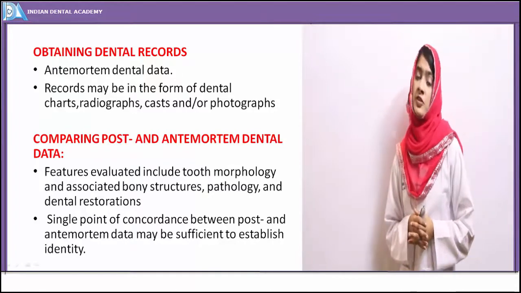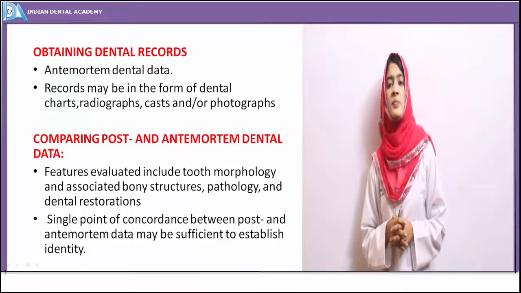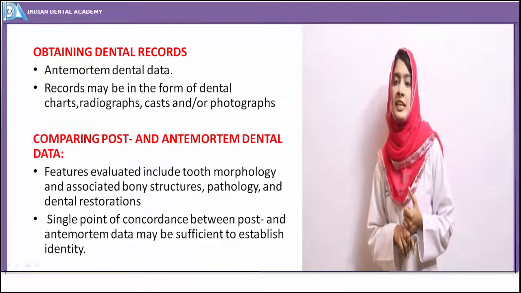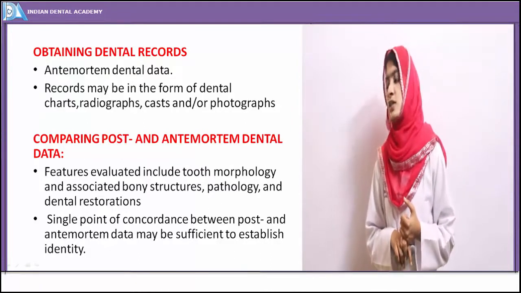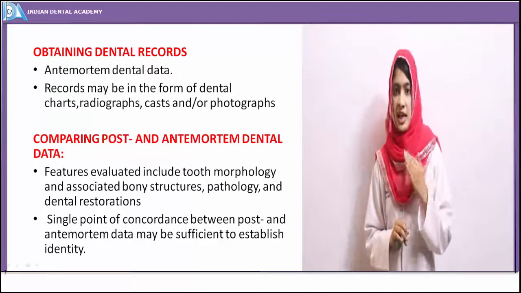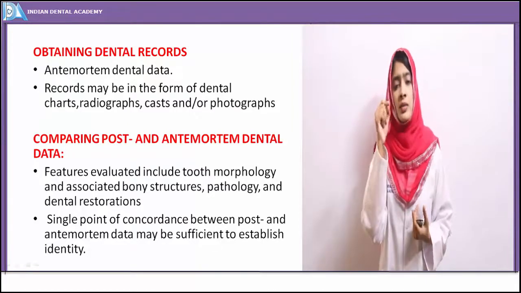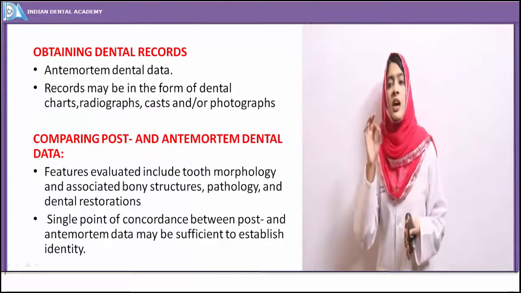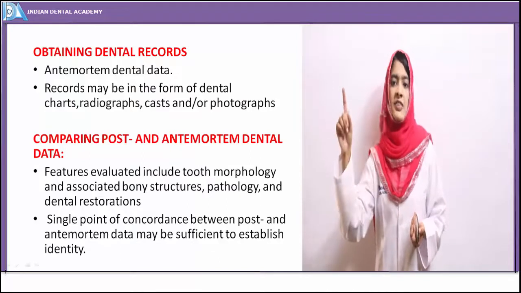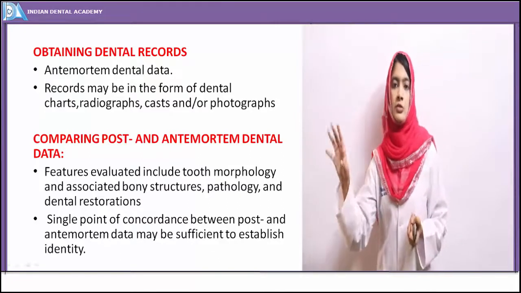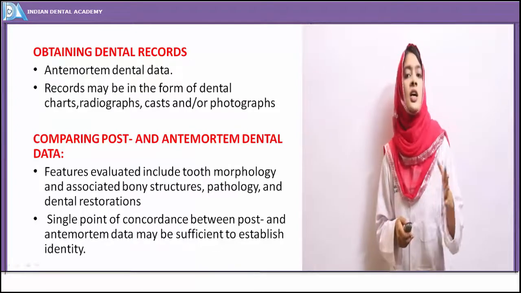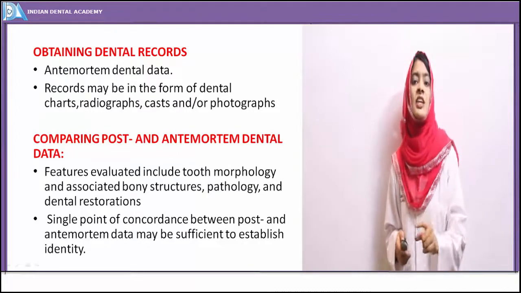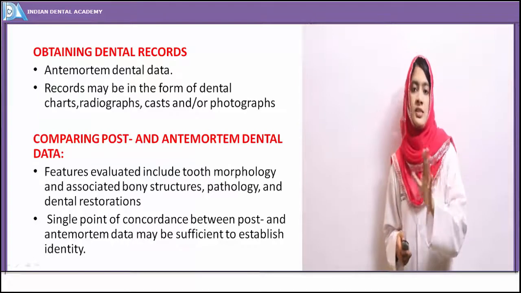So what features are identified in dental identification? Basically, the morphologic appearances of the teeth, the presence of any pathologies, and any dental restorations or fillings are noted. According to the author Acharya, at least one feature of the ante-mortem and post-mortem data should match to give the report of an identified individual or a probable identified individual. A single point of concordance between ante-mortem and post-mortem data is necessary to establish that the identified individual is the deceased.